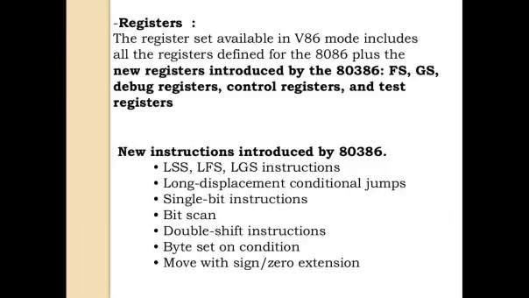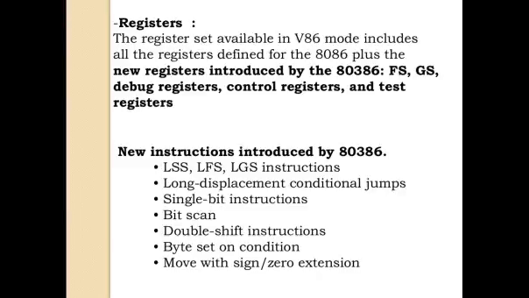The register set available in virtual 86 mode includes all the registers defined for the 8086 plus the new registers introduced by the 80386 processor, and it includes FS, GS, 7 debug registers, control registers, and test registers. Control registers CR0 to CR3.